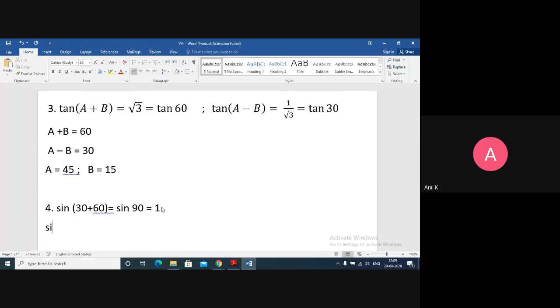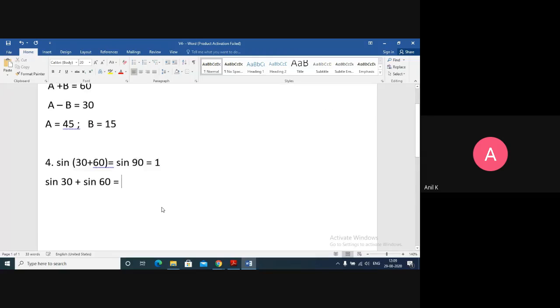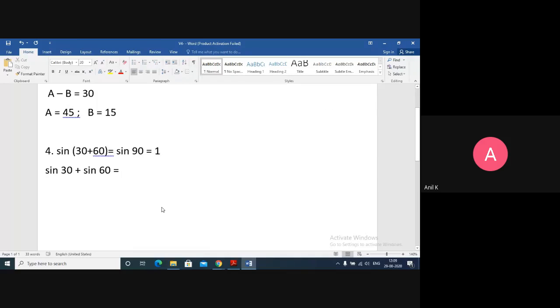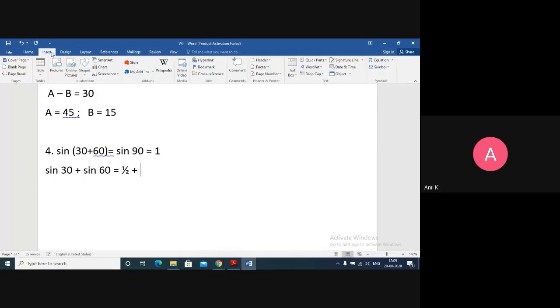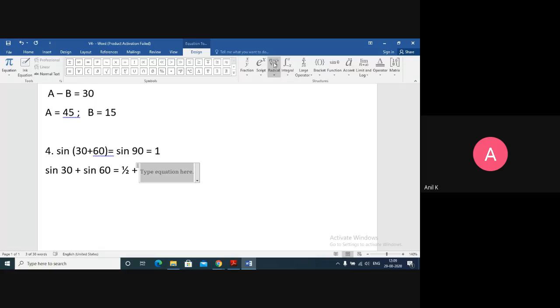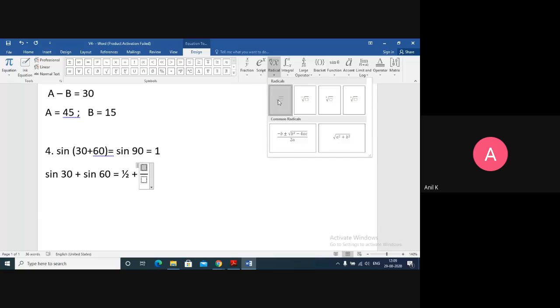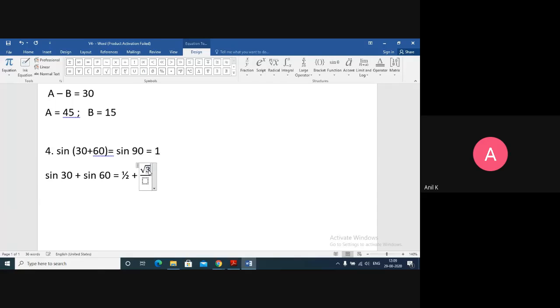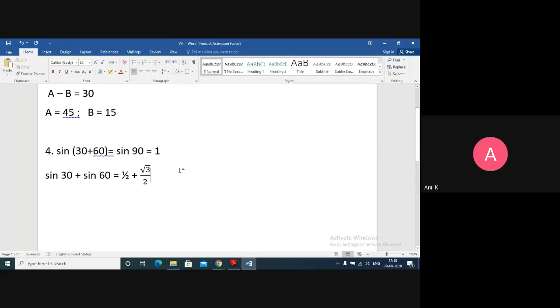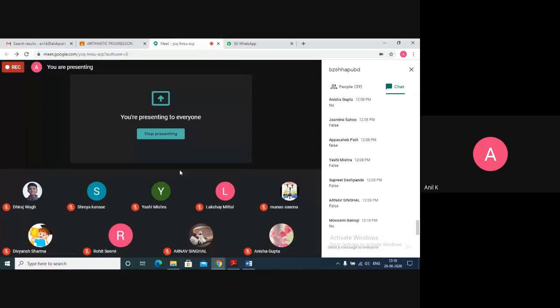When it comes to sine 30 plus sine 60, I solve them separately. Sine 30 value is 1 by 2 plus sine 60 value is root 3 by 2. So do you think adding 1 by 2 plus root 3 by 2 will give me the answer as 1? No. Okay, so that's why it is wrong.